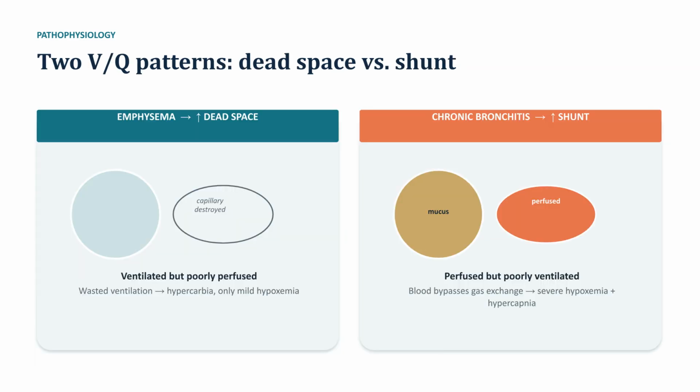We must differentiate between dead space and shunt. Emphysema destroys capillaries, wasting ventilation. Chronic bronchitis plugs airways with mucus, wasting blood flow. Understanding these two V/Q patterns is crucial for interpreting blood gas results and clinical presentations.